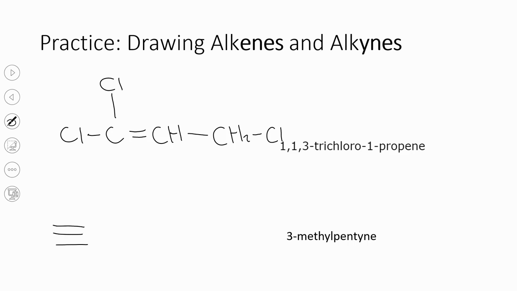So this is 2 carbons. Then we have another carbon. We have 5. 1, 2, 3, 4, 5. And then at the 3 position, we have a methyl group. So 1, 2, 3, 4, 5, and then our methyl. Do we agree with that? Okay, all right.